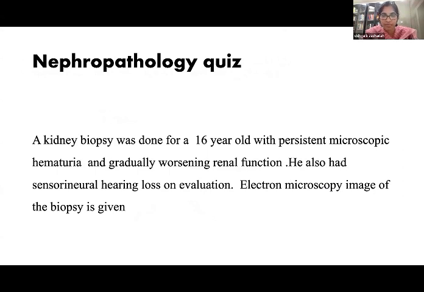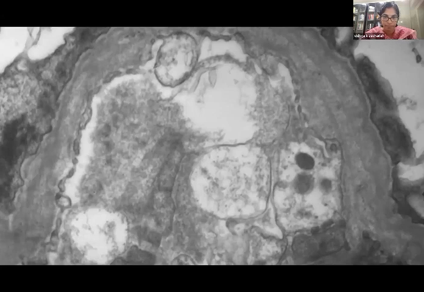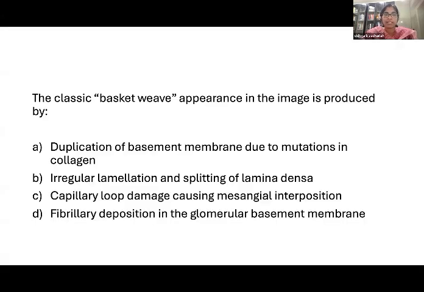A kidney biopsy was done for a 16-year-old with persistent microscopic hematuria and gradually worsening renal function. He also had sensorineural hearing loss on evaluation. Electron microscopy image of the biopsy is given. The classic basket weave appearance in the pathology is produced by A. Duplication of basement membrane due to mutations in the collagen. B. Irregular lamellation and splitting of lamina densa. C. Capillary loop damage causing mesangial interposition. D.